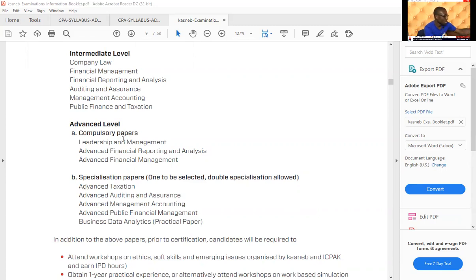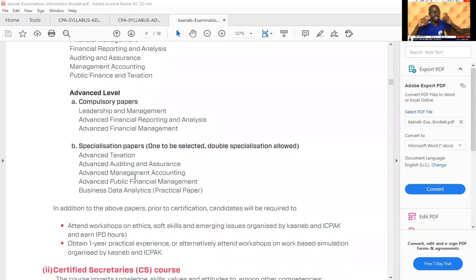So on this advanced level, we'll be having 2 cases. We'll be having compulsory papers and specialization papers. For compulsory papers, we'll be talking about leadership and management, advanced financial reporting and analysis, advanced financial management. Remember, initially it used to be known as CPA Part 3, but right now under the new syllabus, it will be termed the advanced level. So under that bit, I'm having compulsory papers. Take it as section 5 under the current syllabus.